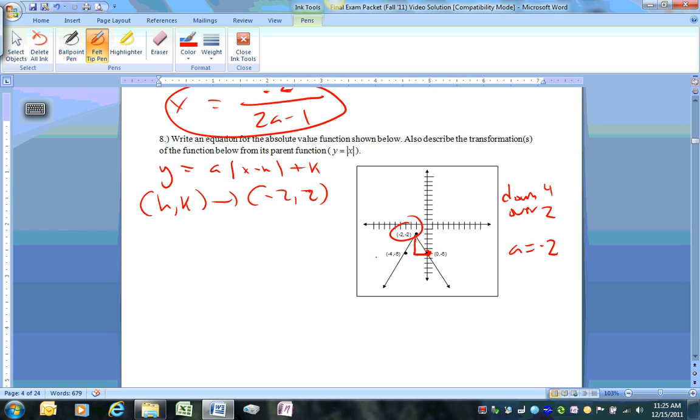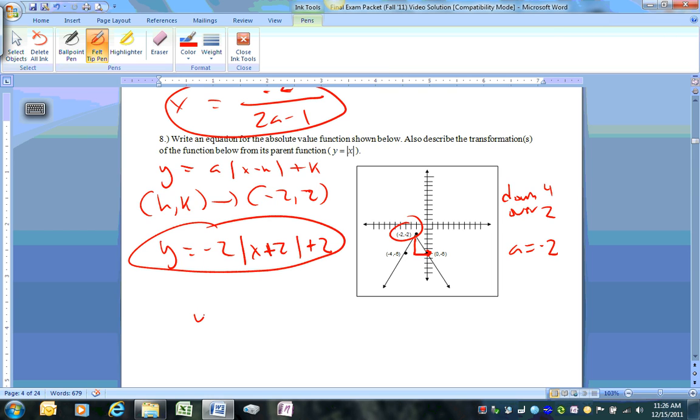You could have gone down and to the left, and of course that would be a positive slope for the left side of the absolute value graph, but because going down we make a negative. So y equals negative 2 times the absolute value of x plus 2, plus 2. Remember, we plug in negative 2 for h. X minus negative 2 is x plus 2.